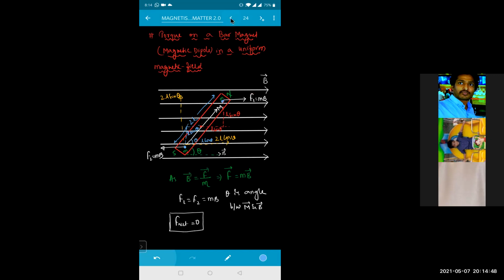Isn't it? Now how many torques are acting? Can you tell me? This force into perpendicular distance, this force into perpendicular distance. So two forces are acting on this one. In this direction, the torque is acting for this one, and for this one it is in this direction. So both of them, this one is in which direction? Clockwise direction. Both of them are in the clockwise direction.